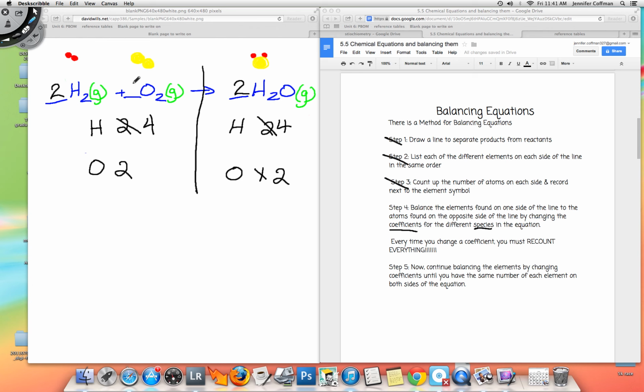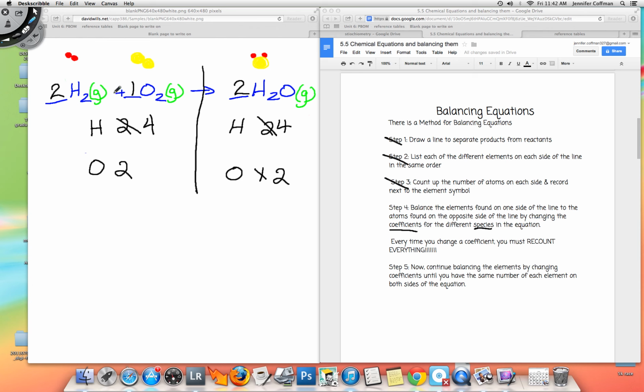Okay, so there's a 1 here. There are 4 hydrogens, 4 hydrogens. 2 oxygens, 2 oxygens. The equation is now balanced with the coefficients 2 to 1 to 2. Just like in an empirical formula, we want these numbers, these coefficient numbers, to be the smallest whole number ratio to each other that they can be. 2 to 1 to 2.